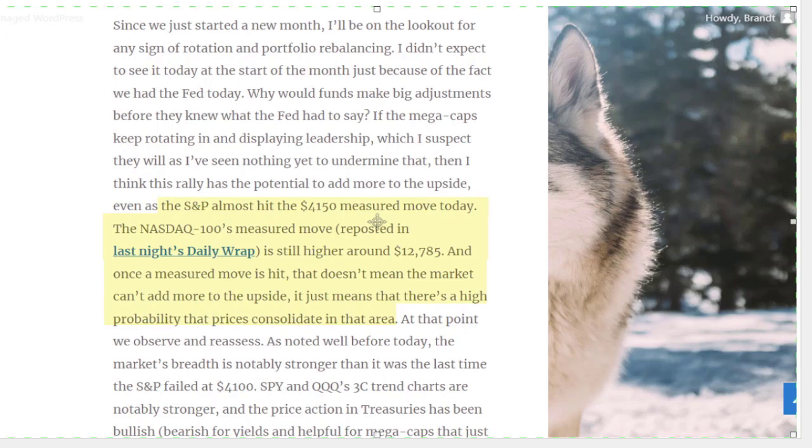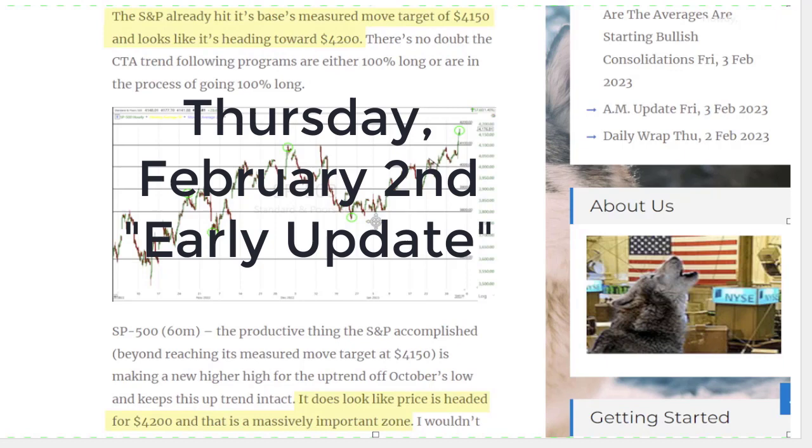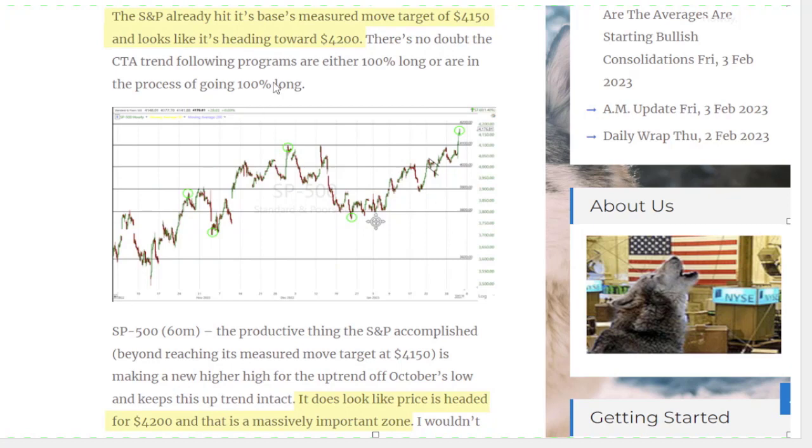So going into Thursday morning, the day after, this is the early update. It's the first post of the cash market. I have one before the cash market. Okay, the S&P hit its base measured move target of 4150. This was as of Thursday morning, and it looks like it's heading towards 42. So here's 4,100, here's 4,200.